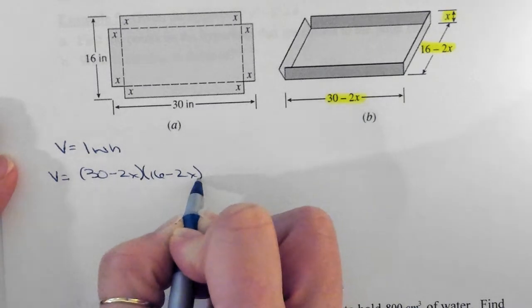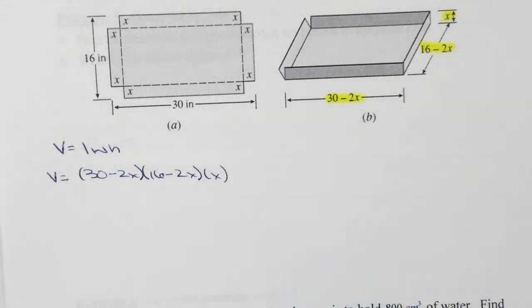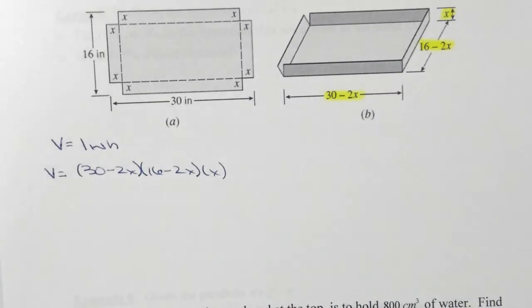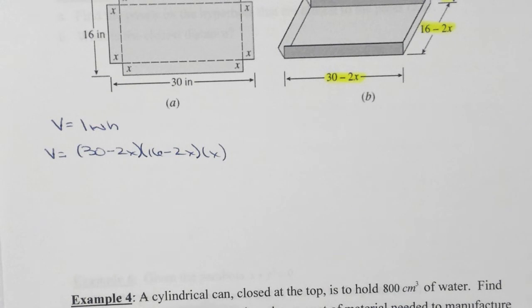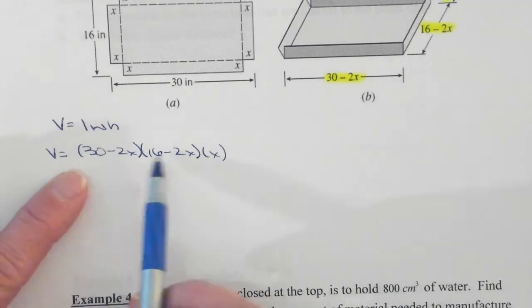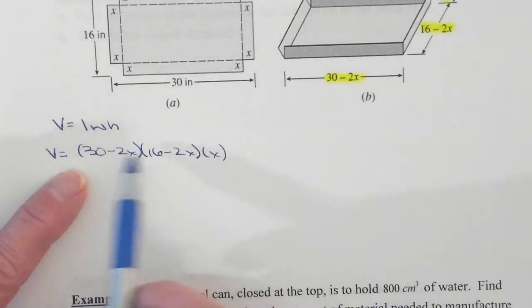minus 2X times X. Okay, if we are looking to maximize the volume, we're going to have to take the derivative, right? We've already figured that out in the last two problems. So what would you say we should do with this first? Yeah, I would totally multiply it out, right? Yes, absolutely. So I would FOIL this first, then distribute. I mean, it doesn't really matter.